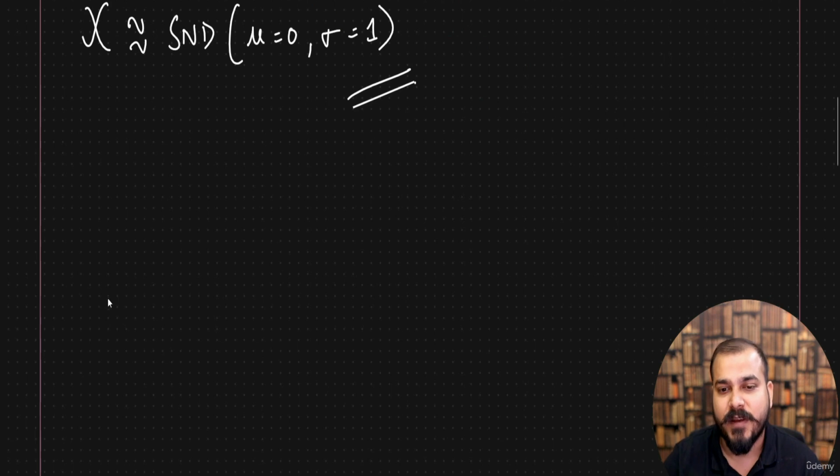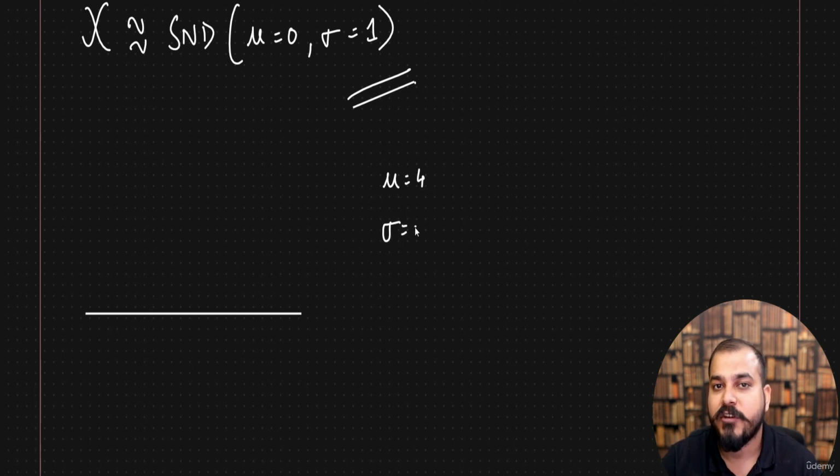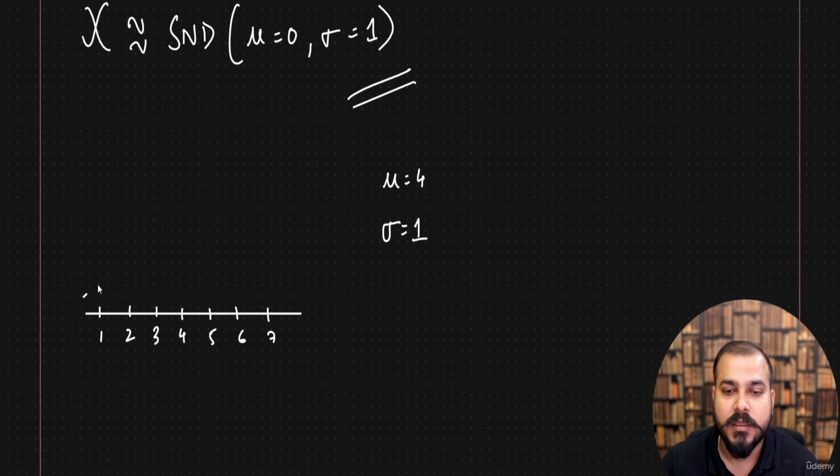Let's say that I have a specific question. I have a curve over here. Let's say my mean is 4 and my standard deviation is 1. So initially, I'll have 4 over here, then 5, then 6, then 7. Then similarly, I'll have 3, 2, 1. Now in this particular question, let's say this is my curve.